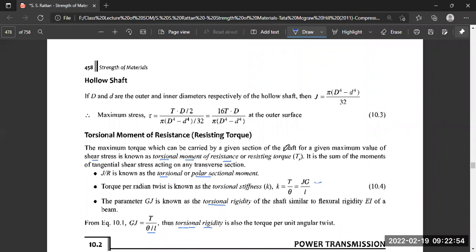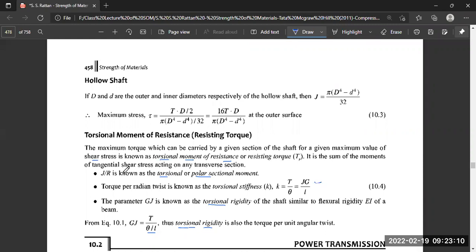It is the sum of the moments of all tangential shear stresses acting in the cross section. Shear stress can be multiple, and a number of different couples can act over it, but the maximum limit of torsion which it can carry is the torsional moment.